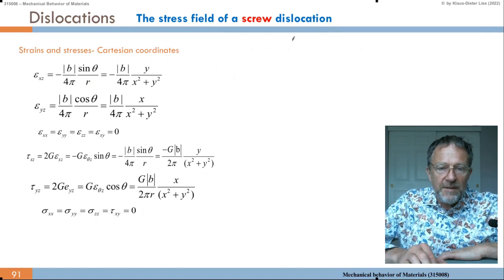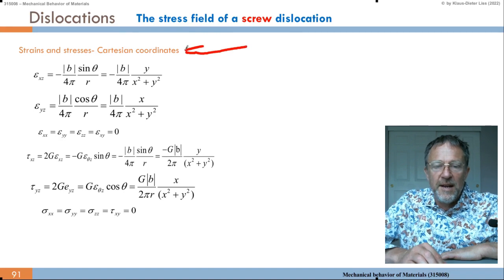So the stress field of a screw dislocation also can be written in Cartesian coordinates. We have done it in polar coordinates. So then we have to put the sine function for the x and then the cosine for the y. And we get those formulas, b over 4 pi times sine theta over r. And then we express r as well by x and y. So we get b times y over 4 pi (x squared plus y squared).